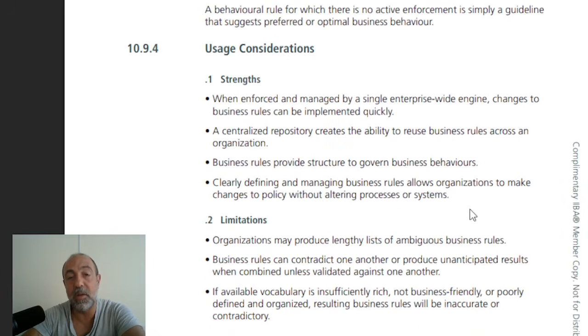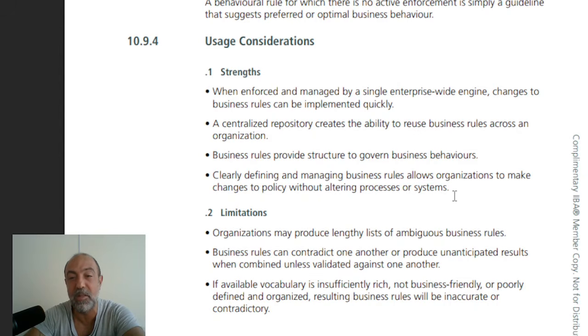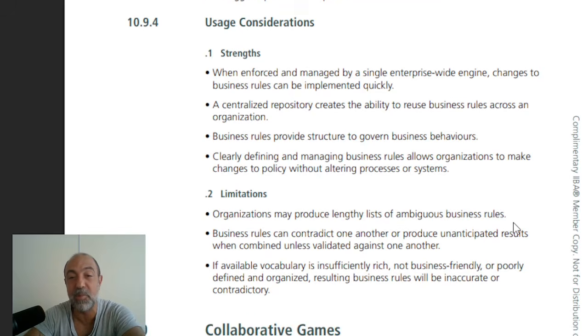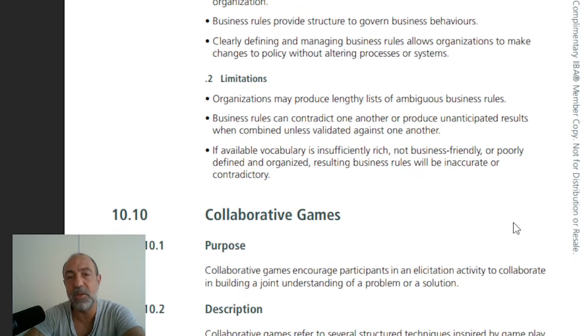And now, what about usage considerations? What are its strengths? When enforced and managed by a single enterprise-wide engine, changes to business rules can be implemented quickly, if they're consistent and not all over the place. A centralized repository creates the ability to reuse business rules across an organization. Business rules provide structure to govern business behaviors. Clearly defining and managing business rules allows organizations to make changes to policy without altering processes or systems.